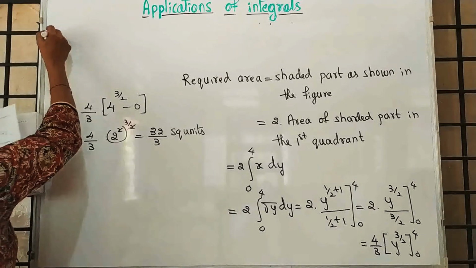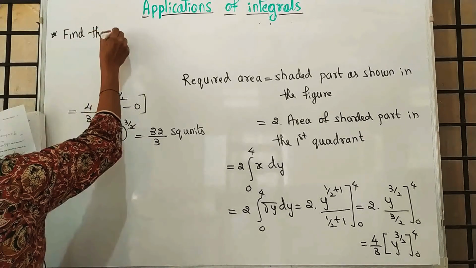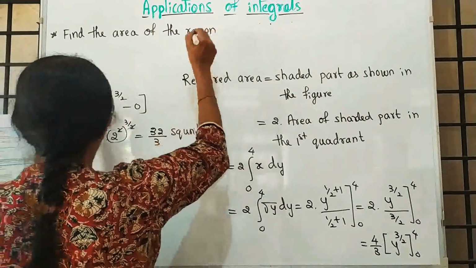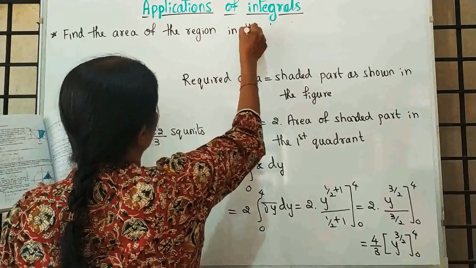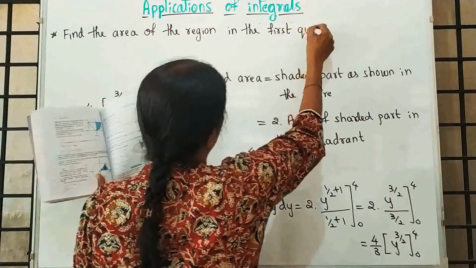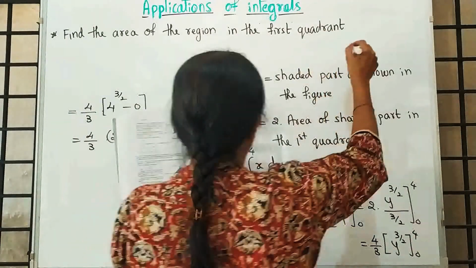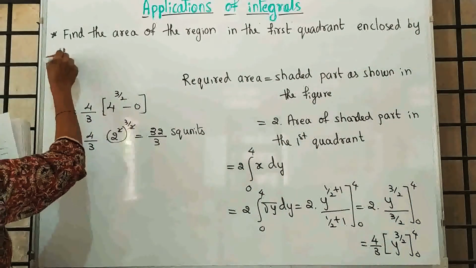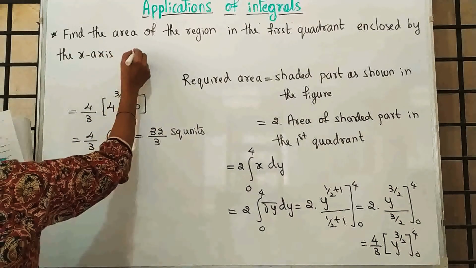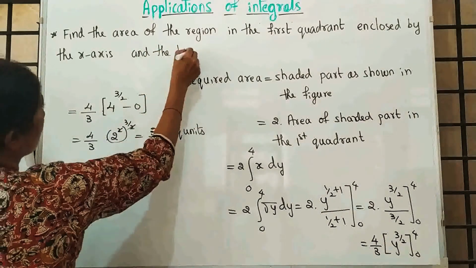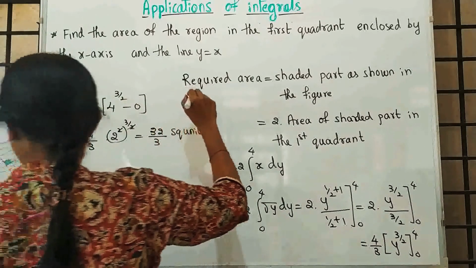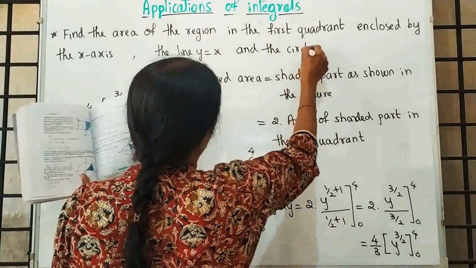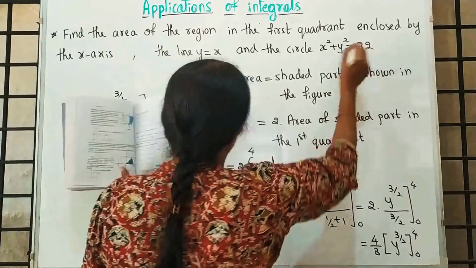Find the area of the region in the first quadrant enclosed by the x-axis and the line y is equal to x and the circle x square plus y square is equal to 32.